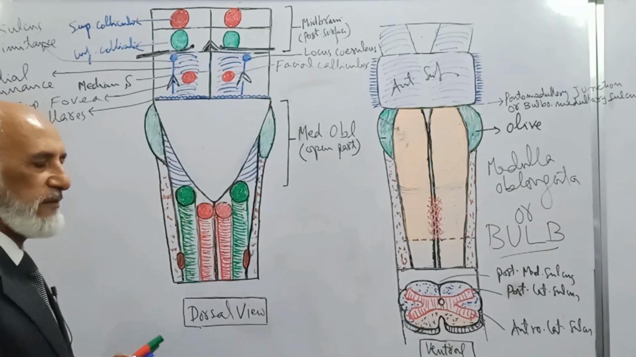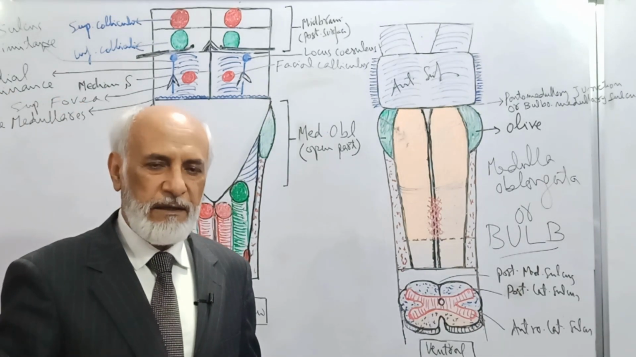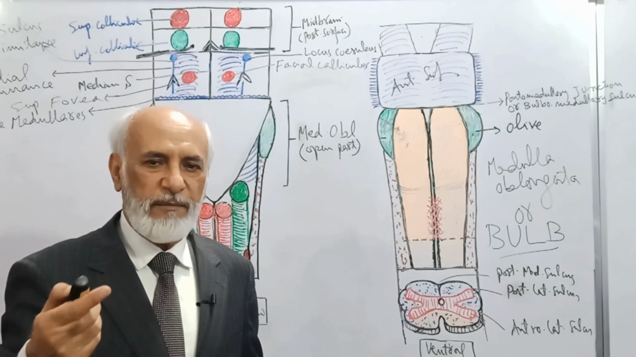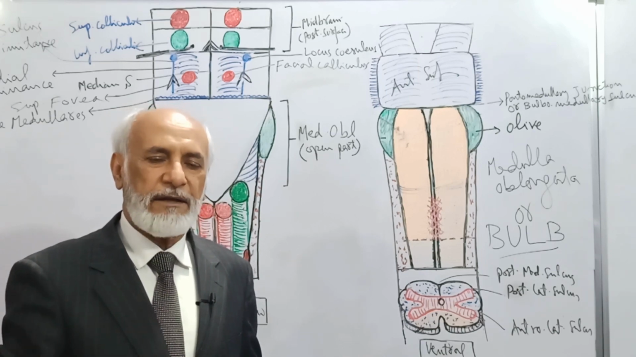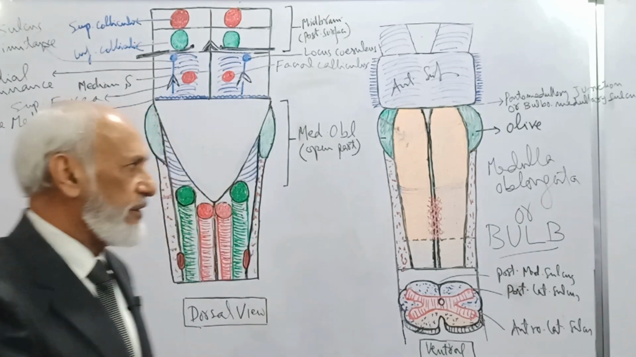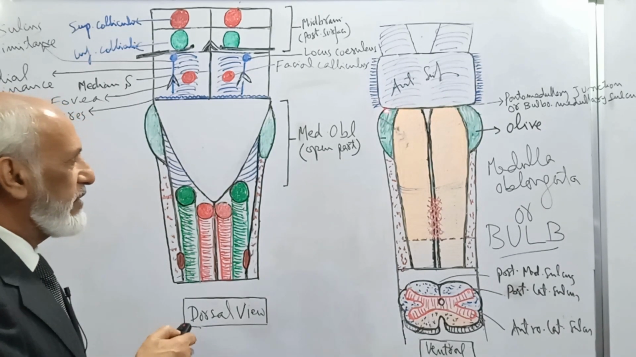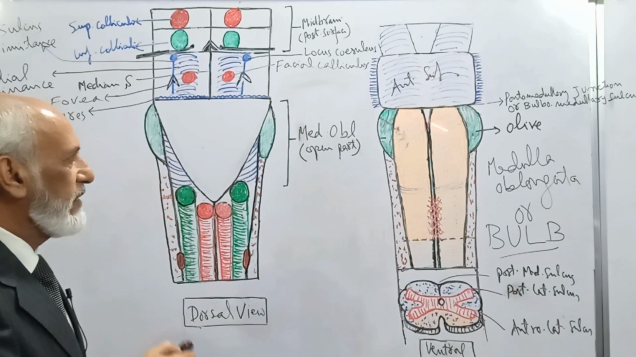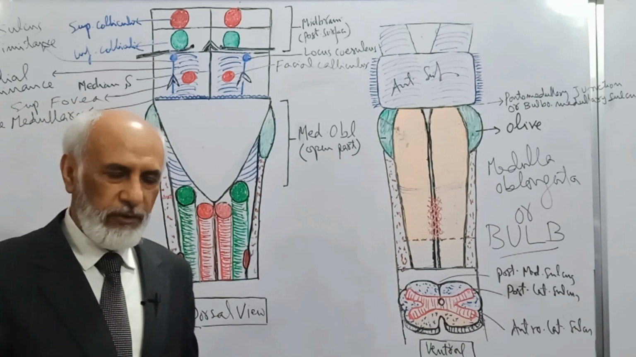Why? Because there are some tracts, for example, the tectobulbar tract. Its name indicates that it arises from the tectum of the midbrain and enters into the bulb or the medulla oblongata. So the name of the tract is retained, the tectobulbar tract. Similarly, this junction is also known as the bulbopontine sulcus. So you should know the other name of the medulla oblongata, also known as the bulb.